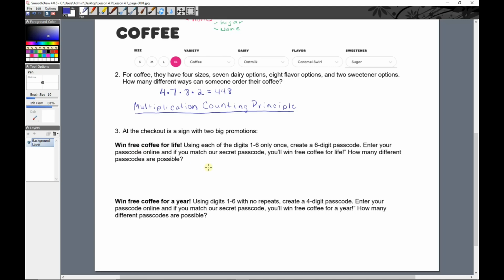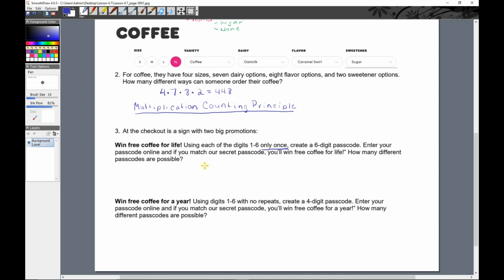Using each of the digits 1 through 6 only once, that's important, create a 6-digit passcode. You then enter your passcode online. If it matches the secret passcode, you win free coffee for life. How many different passcodes are possible? All right. This is going to be a variant of the multiplication counting principle.